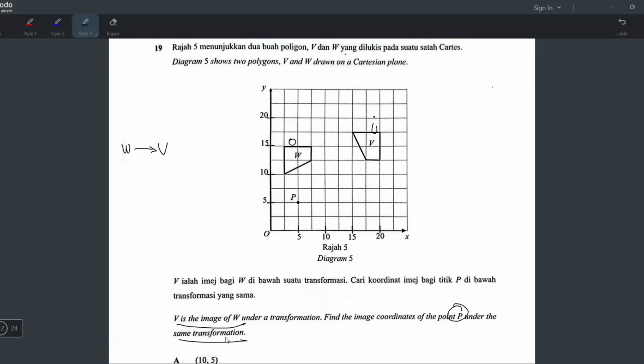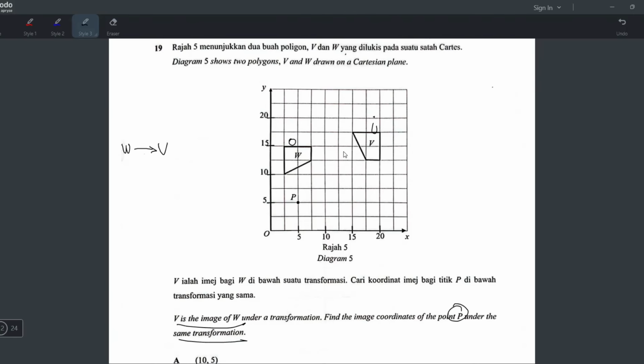Okay, find the image of P under the same transformation. Before I find the image of P, first I need to know what transformation this is. After knowing this transformation, then only I can go to point P and then perform the same transformation, right? So what is this transformation right here? So we have to figure it out.